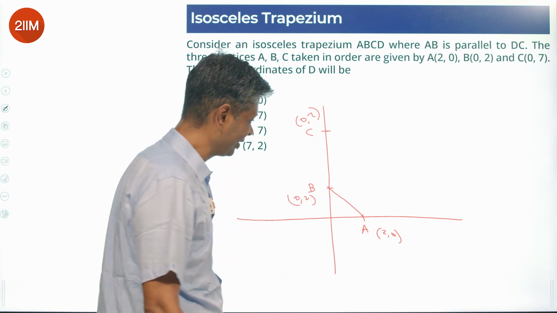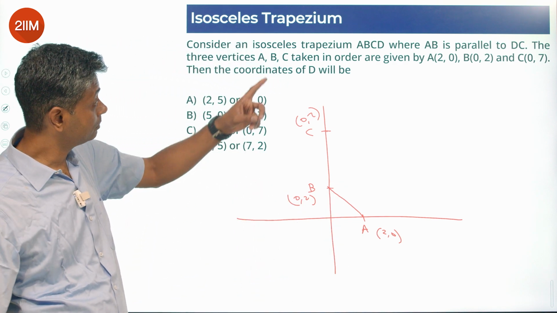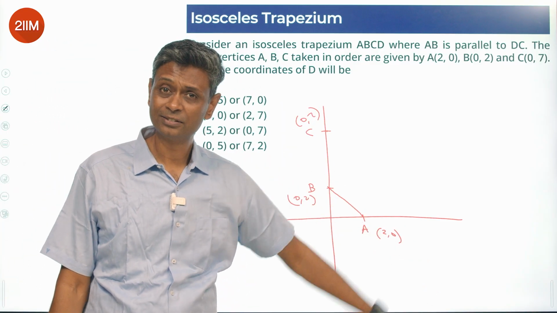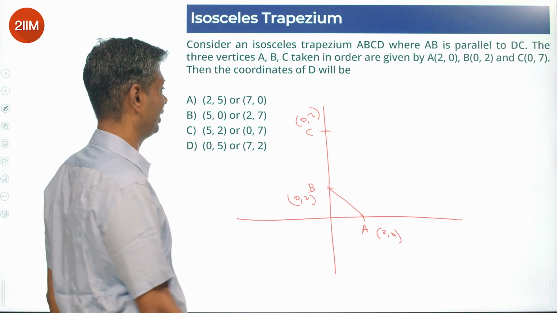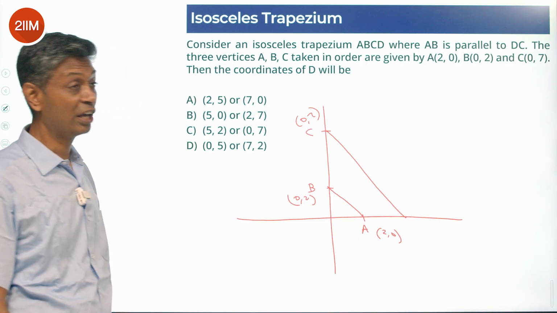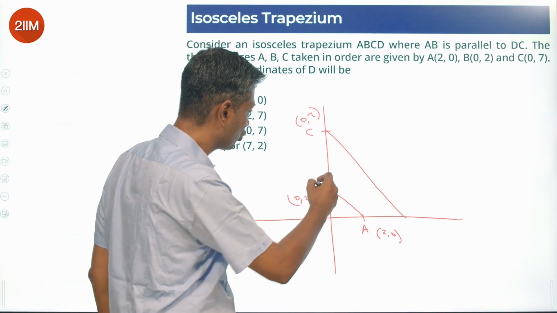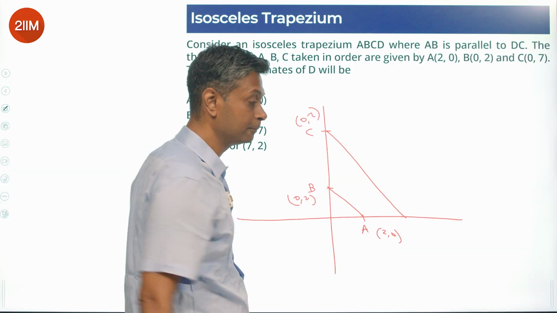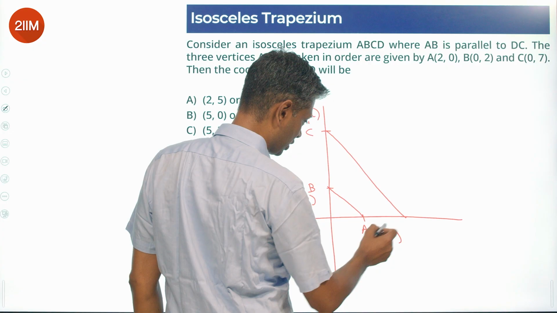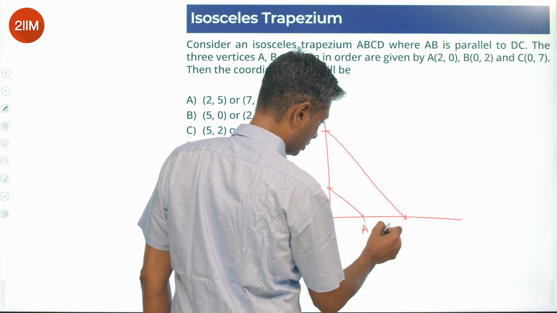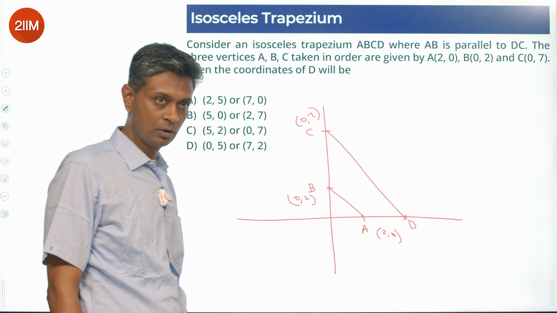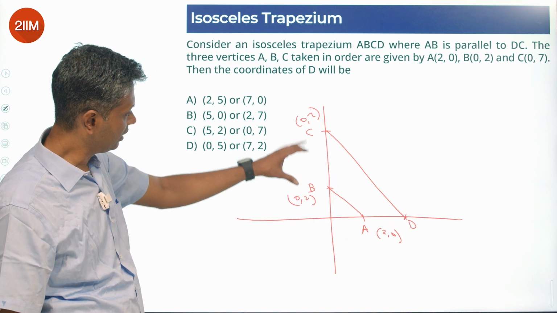CD is here, CD should be parallel to AB, that's given very clearly. So I want a line with the 135 degree slope or minus 1 tan. So a line like this. Right. It's an isosceles trapezium. That means BC should be equal to AD. That means my point D has to be such that it's on this line, such that AD equal to BC. BC is 5, AD should also be 5.